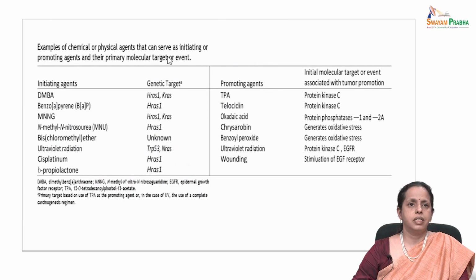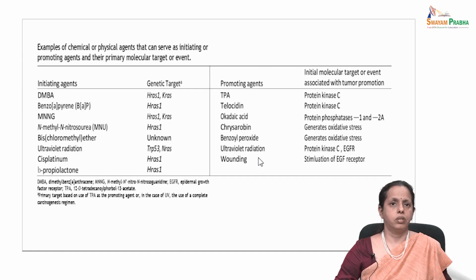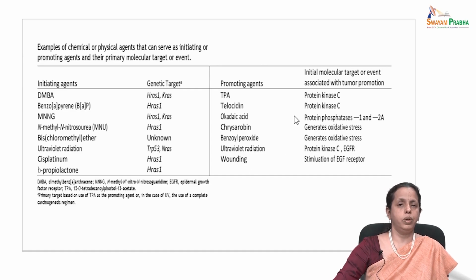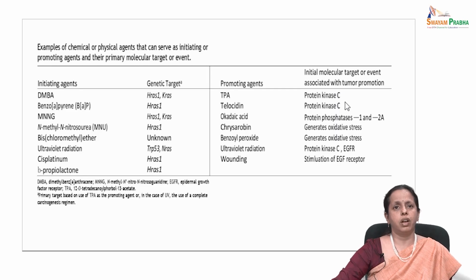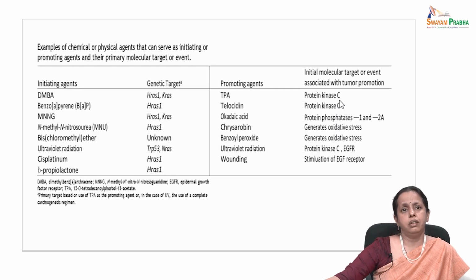Here are chemical or physical agents that can serve as initiating or promoting agents, and their primary molecular targets. You have your benzopyrene, DMBA, and cisplatin, most of which affect HRAS. Then you have your promoting agents, that is your TPA, benzoyl peroxide, UV, and so on, where the initial molecular target or event associated here is protein kinase C and or generating oxidative stress.